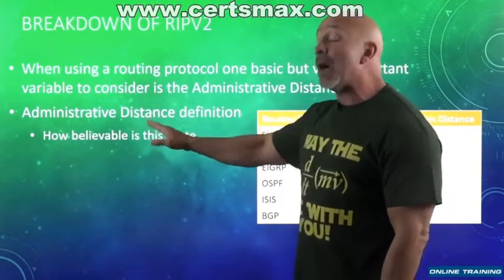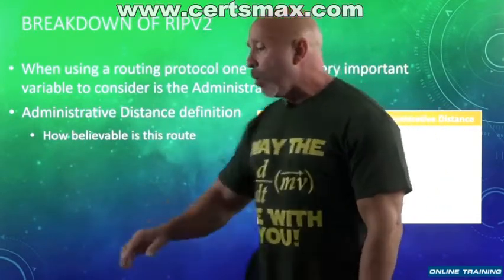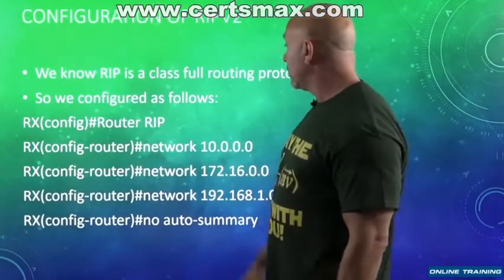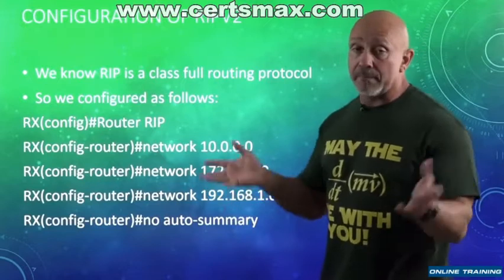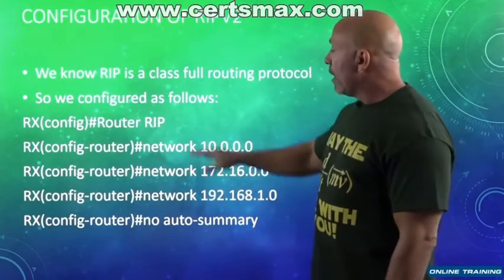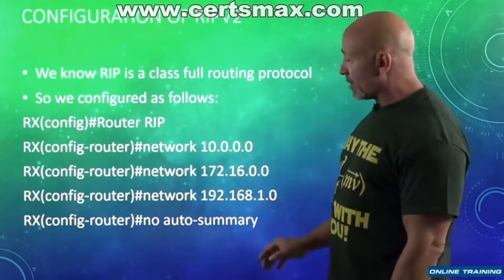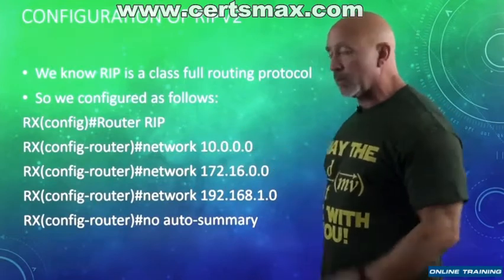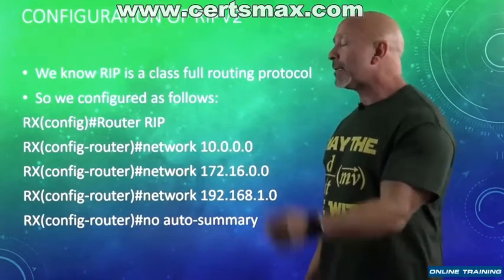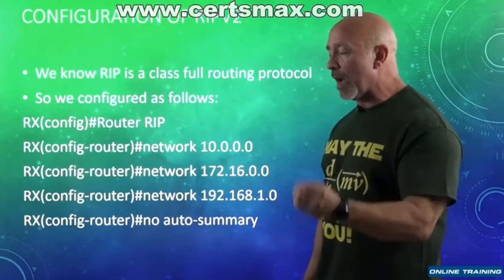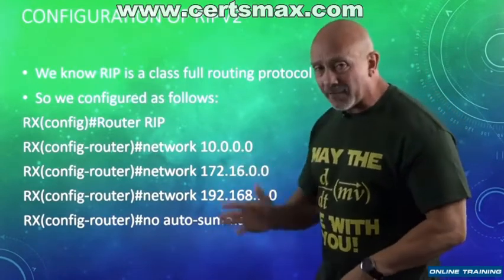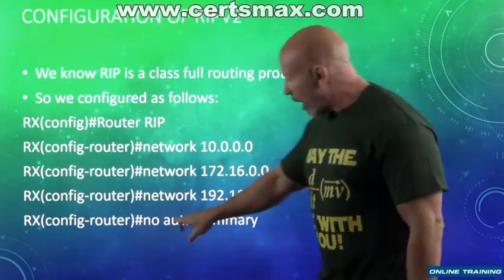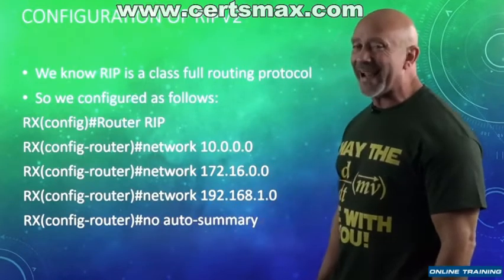So again, it's how believable the route is. When we do our lab, we're going to configure RIP, because this lecture is about RIP. You're using classful addresses. Why? Because it's a distance vector routing protocol. It will summarize by default. So this is why we use the no auto-summary command at the end.